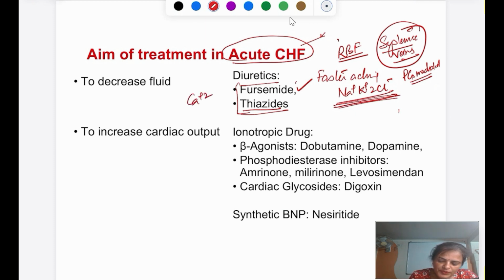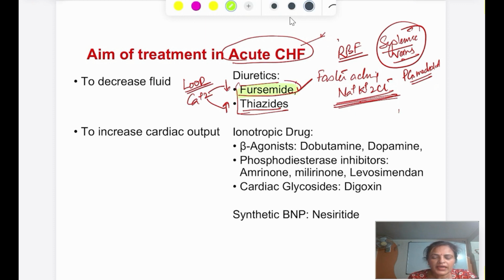The loop diuretic is going to lose the calcium. So hypocalcemia is seen with the furosemide, whereas with thiazide there is hypercalcemia, there is increased calcium, and with furosemide there is a decrease. This is the only difference. And we prefer furosemide in the CHF and thiazide in the hypertension.